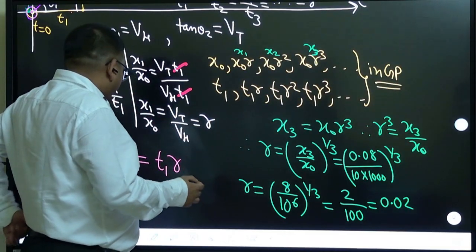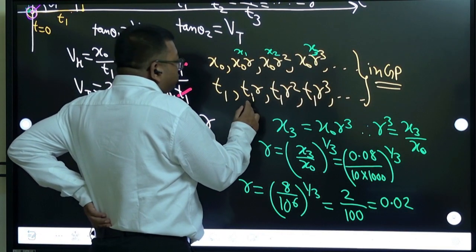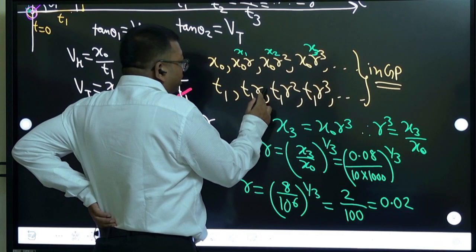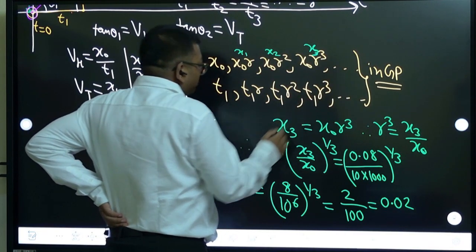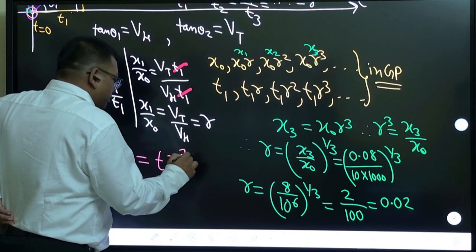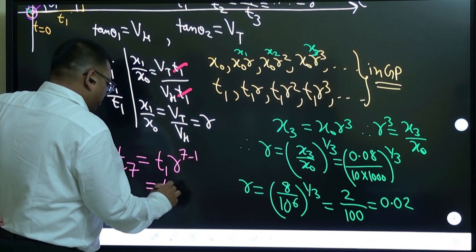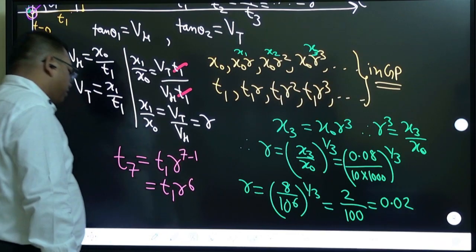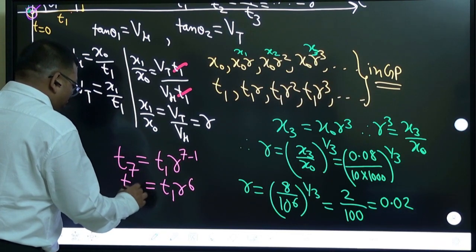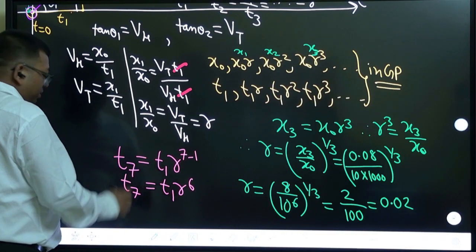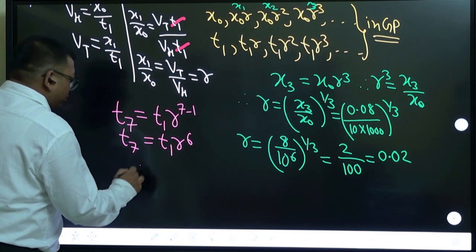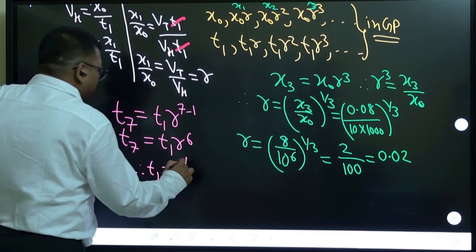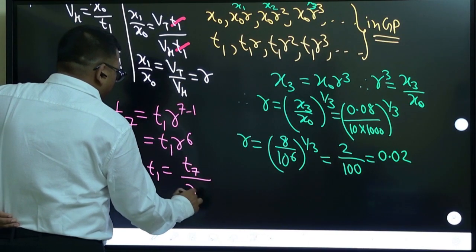6 only, correct. Because you have to subtract one. T2 is T1 into R power 2 minus 1. Third, T3 is T1 into R power 3 minus 1. So here it will be 7 minus 1, correct? So it will be T1 into R power 6, right? That is what T7 is. So now I will substitute here R and we can calculate T1. Let us calculate T1 from here. So T1 becomes T7 by R power 6.